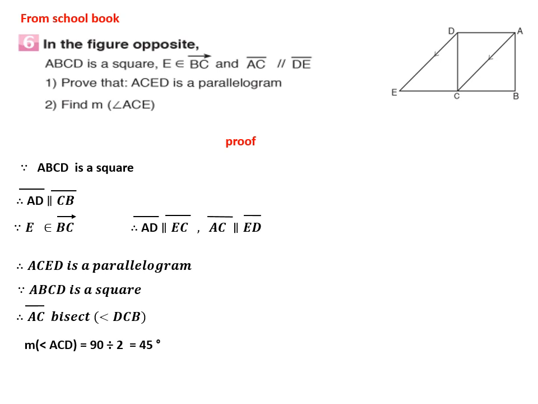But here we want to find the measure of angle ACE. Angle ACE consists of two angles, ACD and DCE. So, measure of angle ACE equals 45 plus 90 equals 135.